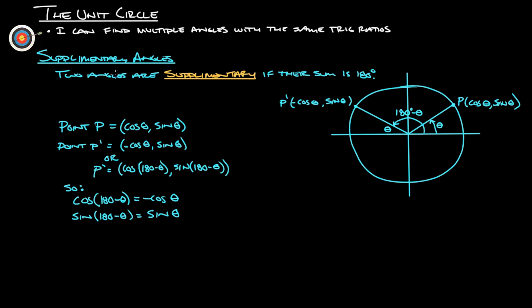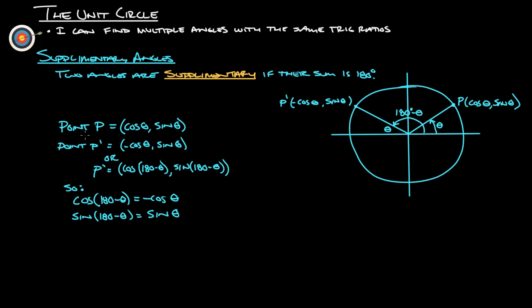All right, next, supplementary angles. Two angles are supplementary if their sum is 180 degrees. So if this here is theta, well, this here is also theta. These are the same angles here. From here around to here will be 180 minus theta. So this angle and this angle will be supplementary, this angle and this angle will be supplementary, and so on.